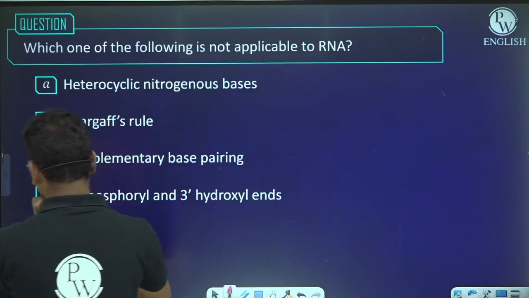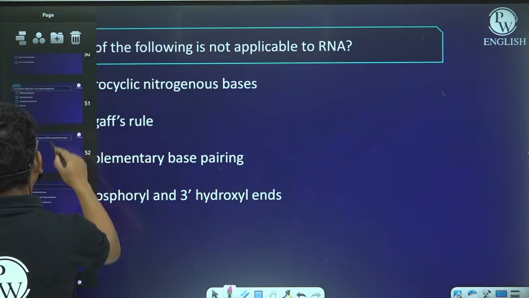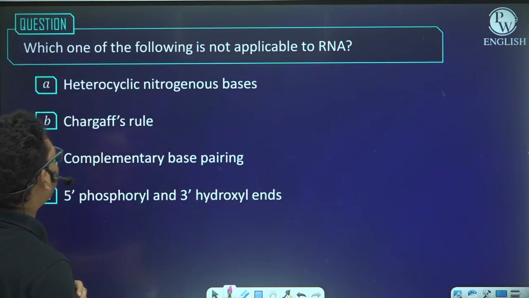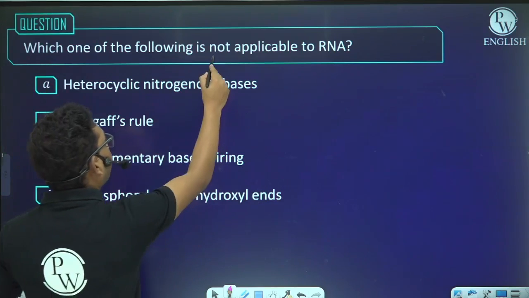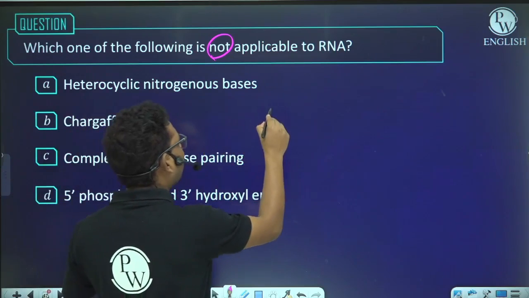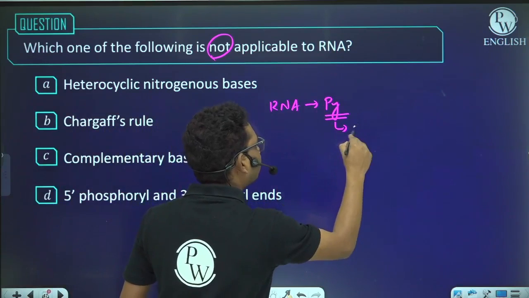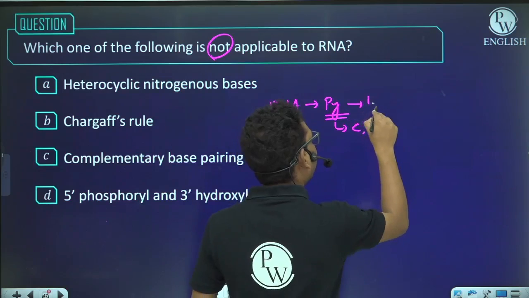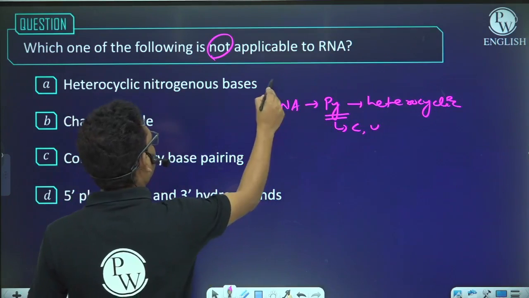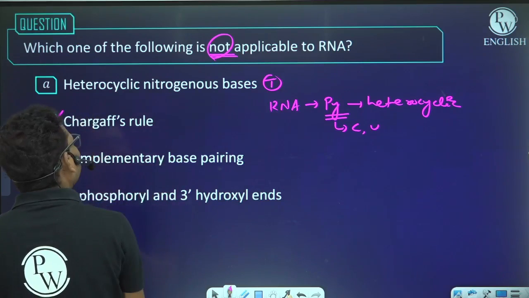Next. Which one of the following is not applicable to RNA? See, heterocyclic nitrogenous bases, are those applicable? Yes, of course, because RNA has pyrimidines, cytosine and uracil, and pyrimidines are heterocyclic. We have already discussed this. So this is true, and we have to find out what is not true. Chargaff's rule, yes, this is not applicable, so the answer will be B.